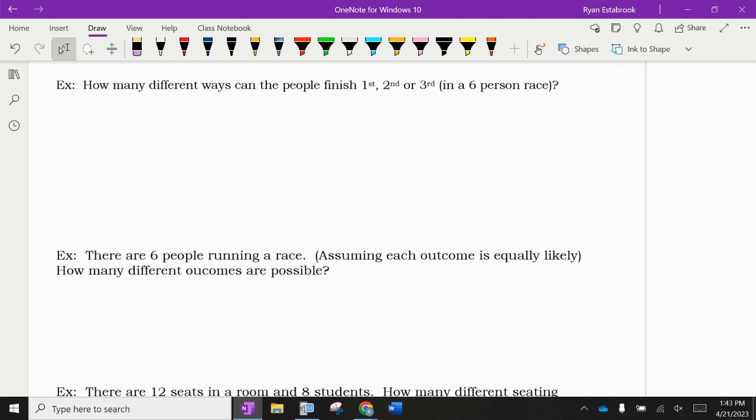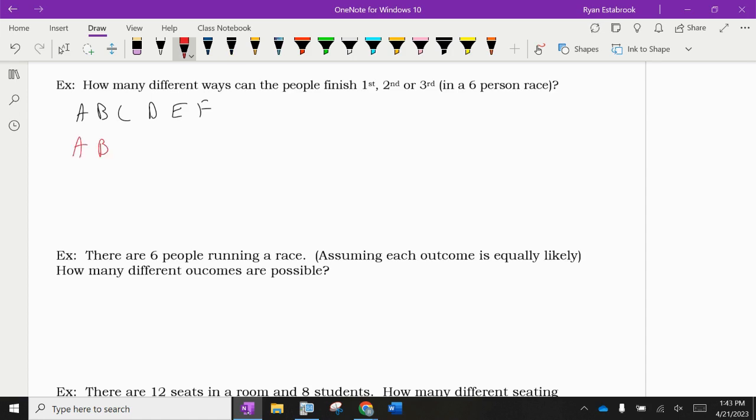So there are 6 people running. Person A, B, C, D, E, F. Albert, Beulah, Christopher, Declan, Edward, Frankie. These 6 people are running a race they want to win. Is first place different than second place, different than third place? Yes. Like, here's one possible way they could finish.